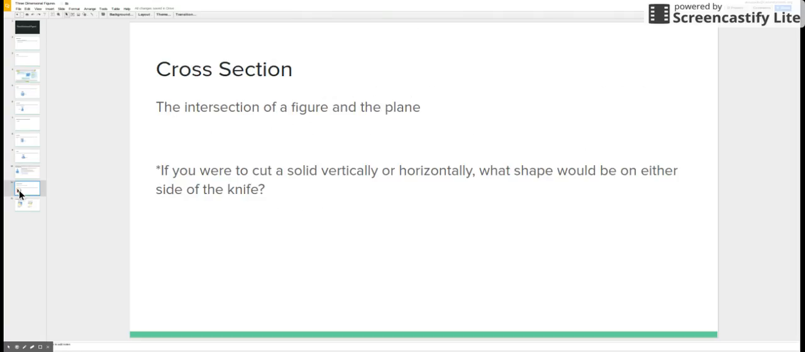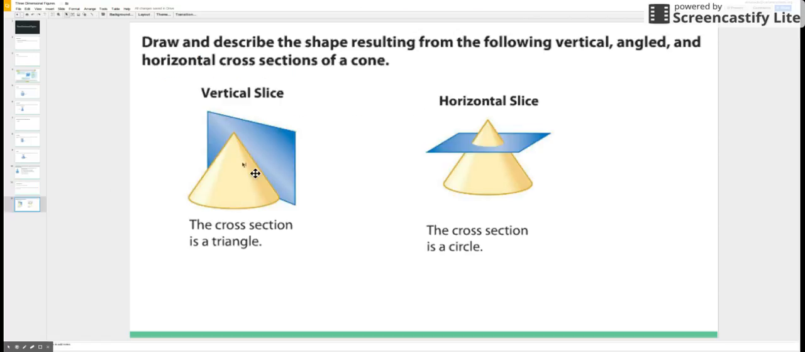A cross section is the intersection of a figure and a plane. In other words, if you were to cut a solid vertically or horizontally, what shape would be on either side of the knife? That's the way that I always say. If you were to cut this cone vertically, you would have a cross section of a triangle. On either side of the knife would be a triangle. If you were to cut this horizontally, on either side of the knife would be a circle. So the cross section here would be a circle, and the cross section here would be a triangle.